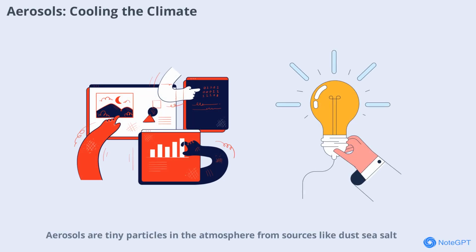Aerosols are tiny particles in the atmosphere from sources like dust, sea salt, volcanoes, and human pollution. They scatter and absorb sunlight, with most human-made aerosols like sulfates reflecting sunlight and cooling the planet. This cooling has partly masked global warming, especially during the mid-20th century when industrial pollution was high. However, as air quality improves, this masking effect is reduced.